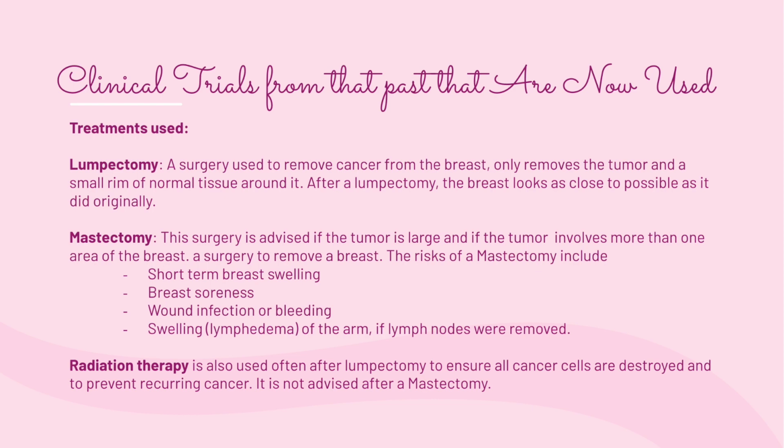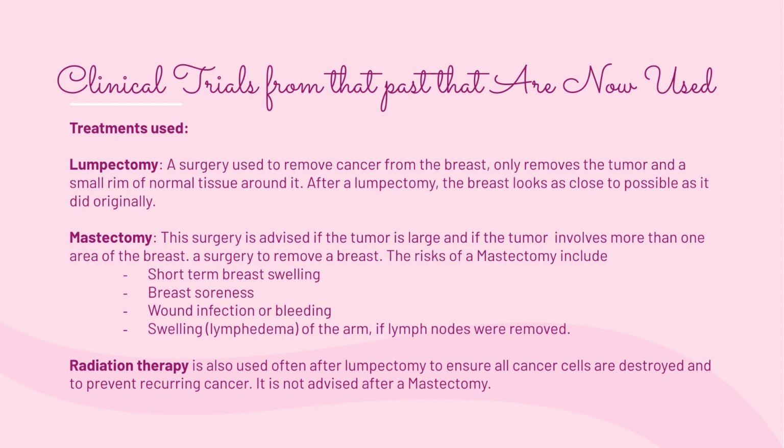Here are clinical trials from the past that are currently used. There are 3 ways, one of which is lumpectomy, a surgery which is used to remove cancer from the breast. It only removes the tumor and a small rim of normal tissue around it. After a lumpectomy, the breast looks as close as possible to how it did originally. Another method is mastectomy. This surgery is advised only if the tumor is large and if the tumor involves more than one area of the breast, a surgery to remove the breast.